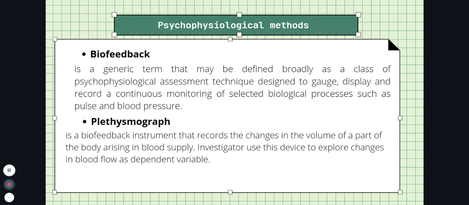So next we have the plethysmograph. It's a biofeedback instrument that records the changes in the volume of a part of the body arising in blood supply. Investigators use this device to explore changes in blood flow as a dependent variable. For example, Kelly found significant differences in the blood supplies of normal, anxiety-ridden, and psychoneurotic groups by using this device to measure the blood supply in the forearm.